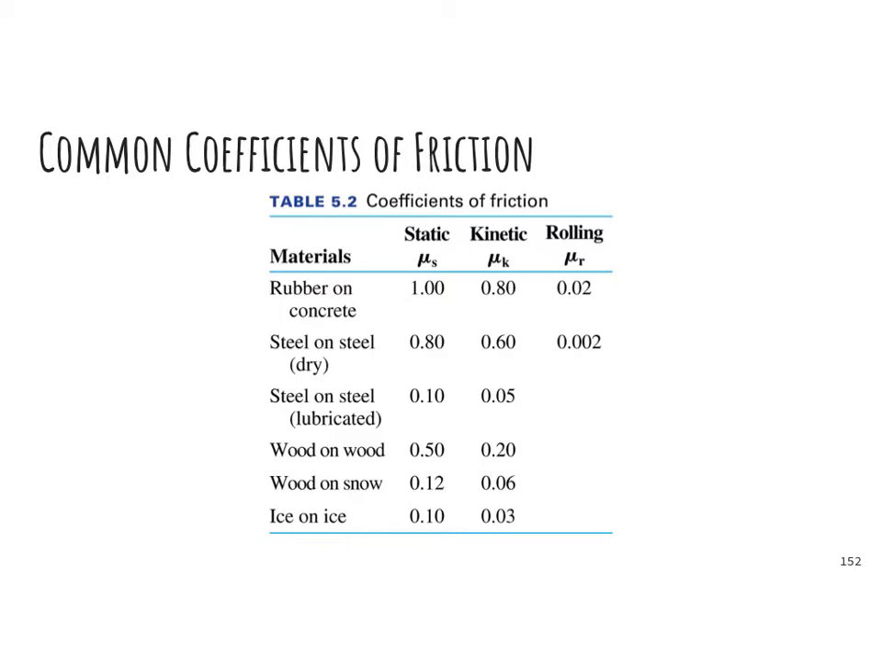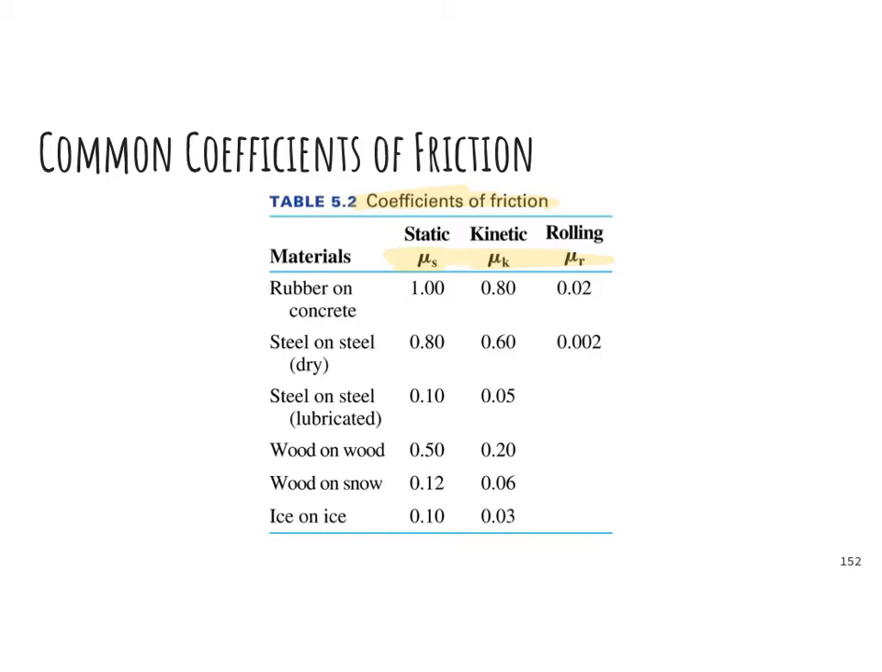Okay, so in each of these examples, we saw this mu with a subscript, and those are right here. These are coefficients of friction. All that means is that if I have one surface and another surface, how they interact with each other is actually constant.